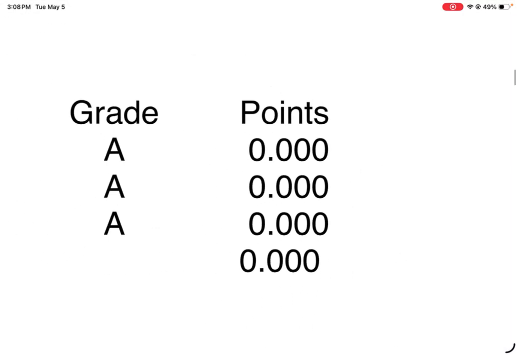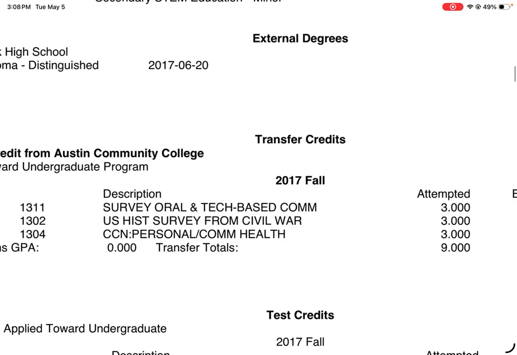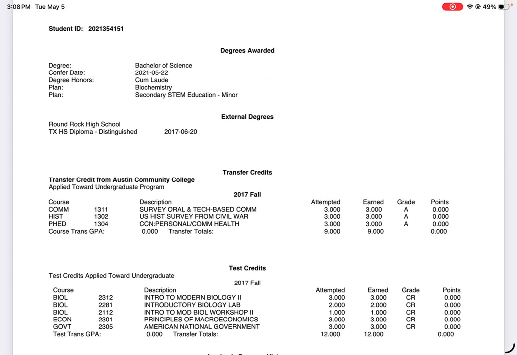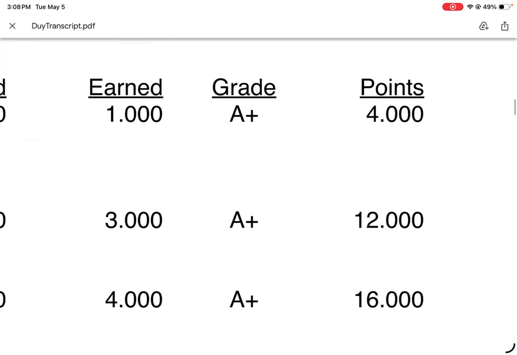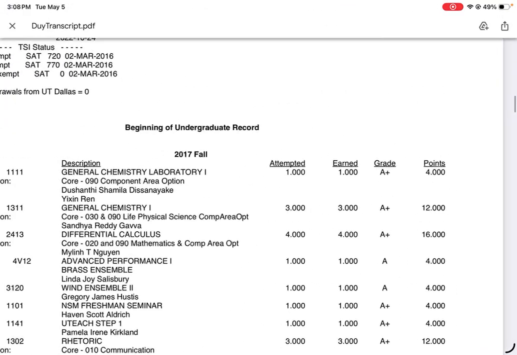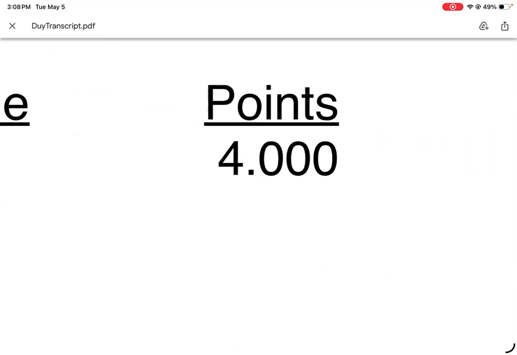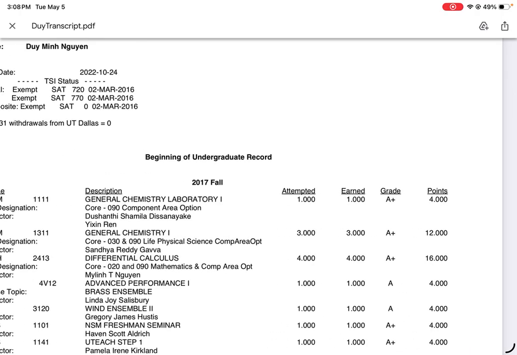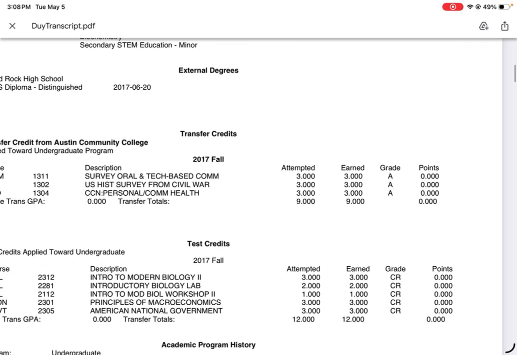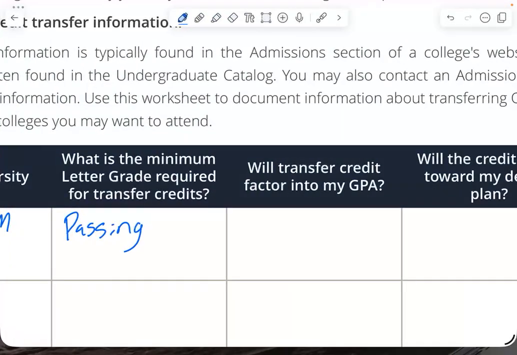It's 0 points, so it doesn't count to my GPA, but I still got credit for these classes. If the class does count for the GPA, then it will be a non-zero number for points. So here's my general chemistry lab, there's my grade, and then there's points. These are the grade points that I earned for the class, and that counted as non-zero. If it doesn't count, they'll say 0. So for A&M, it does not count for your GPA.